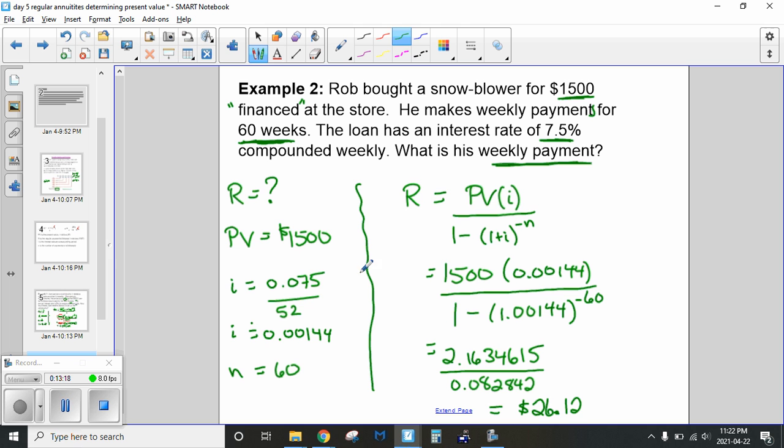Okay, so Rob gets his snowblower today, and rather than paying the $1,500 right away, he's going to pay $26.12 every week for 60 weeks. I think that ends up being $1,567, I think I worked out before in total. So definitely more than the cost of the snowblower because of the interest.